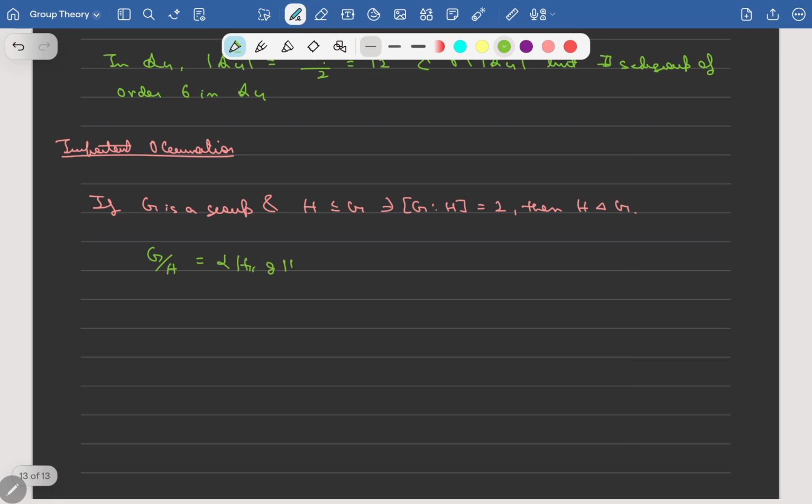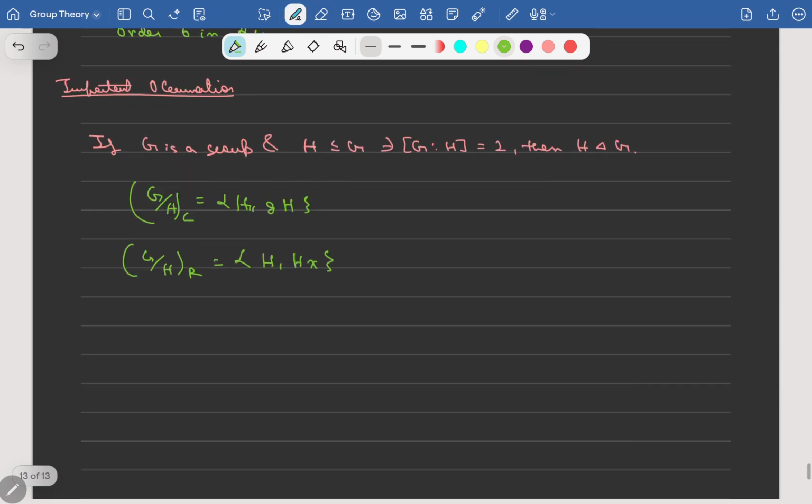H and gH. So these are the left cosets, and what are the right cosets? They should be of the form H and Hx. But observe that since we have only two equivalence classes, and g is not in the equivalence class of H, and x is also not in the equivalence class of H, and since we have only two possibilities, g and x must be in the same equivalence class. So this must exactly be equal to Hg as well.